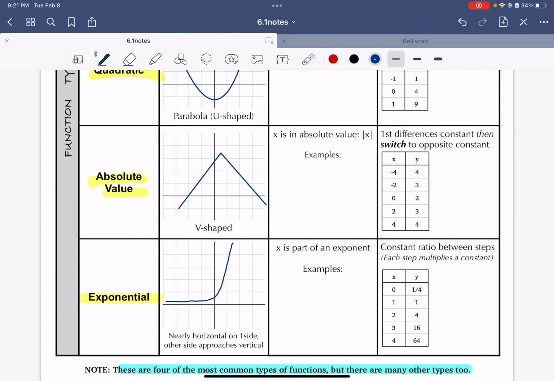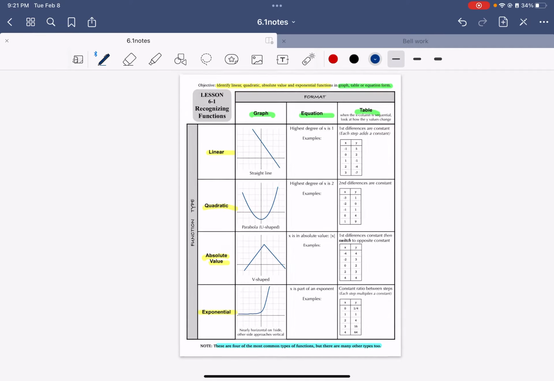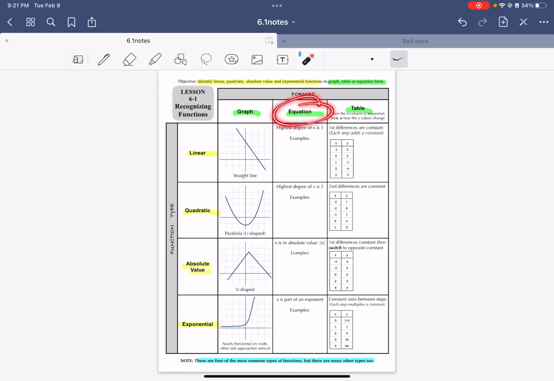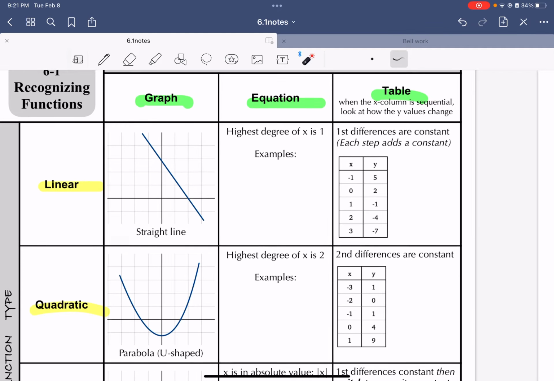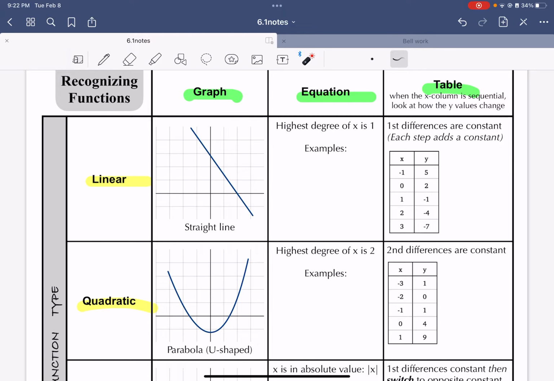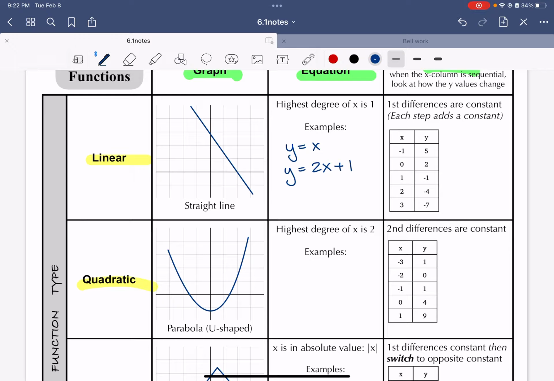All right, so you should have a picture of each of your types of functions. So you should be able to have an example of what they look like in graph form. Let's move on to what the equations look like. So we're going to be looking at their equations. So for a linear equation, and I'm going to zoom in on linear for a bit. For a linear equation, it says the highest degree of x is 1. And so your most basic linear equation is just the function y equals x. But it also could be something like y equals 2x or 2x plus 1. So those are examples of linear equations.